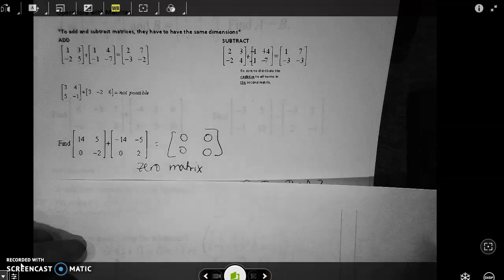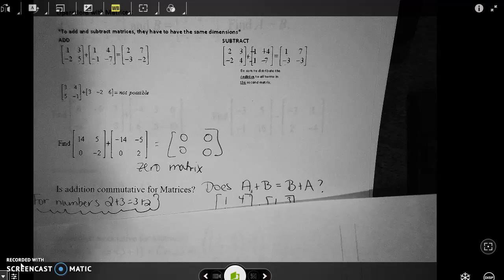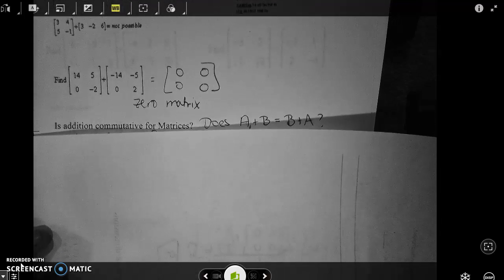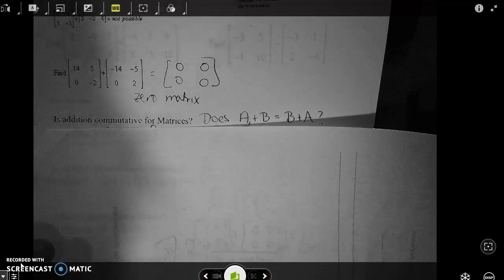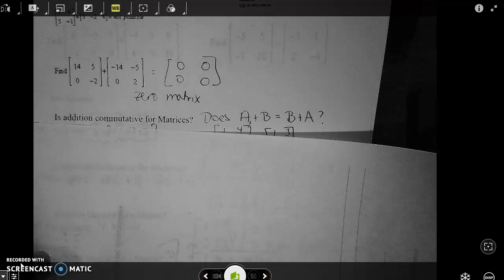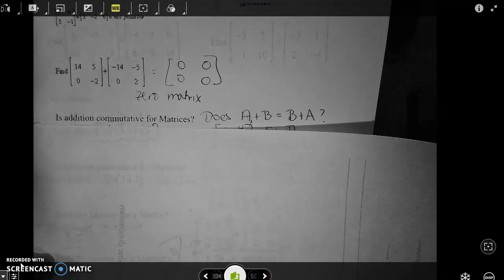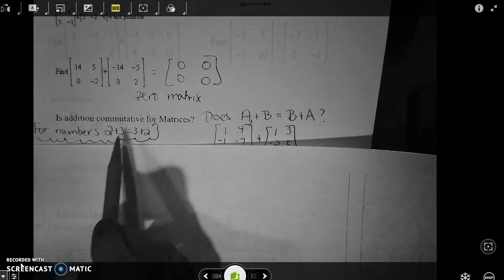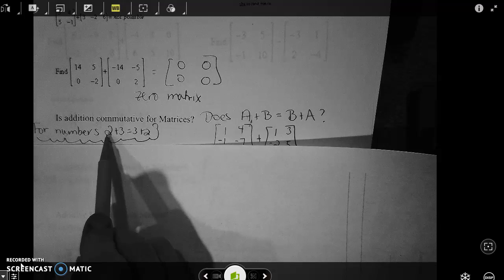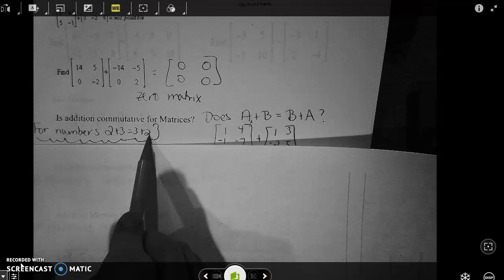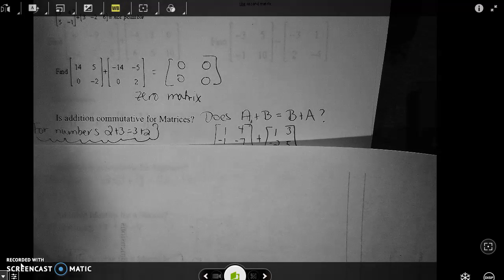So this next part, we're going to go back and look at some skills and some vocabulary that you did in very early middle school. So the first thing says, is addition commutative for matrices? Let me just remind you what commutative means. For numbers, the commutative property said that 2 plus 3 was equal to 3 plus 2. So what do you think about matrices?